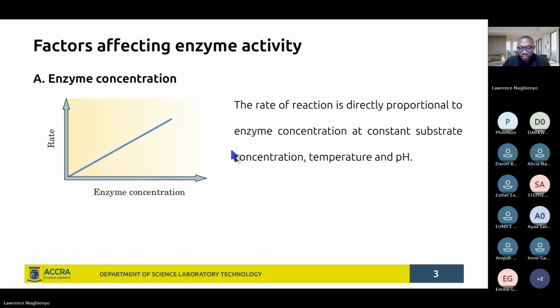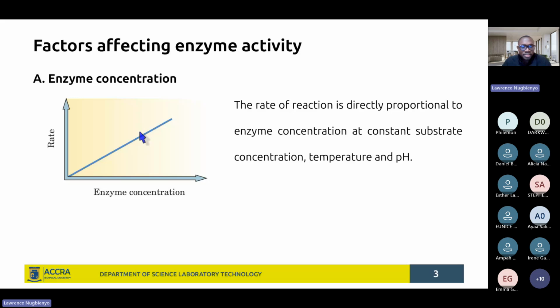So the first, that's enzyme concentration. And we see enzyme concentration is represented on the horizontal axis, the rate of the reaction that the enzyme is catalyzing is on the vertical axis. And if you take a look at the relationship between concentration of enzyme and the rate of reaction, we see the rate of reaction increases with increasing enzyme concentration.